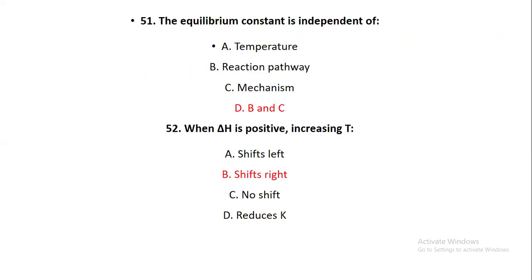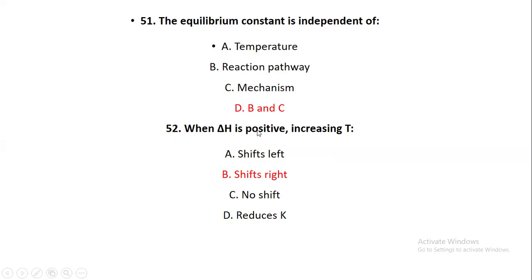The equilibrium constant is independent of temperature and reaction pathway, mechanism. So the correct option is D, B, and C. The equilibrium constant is independent of mechanism.